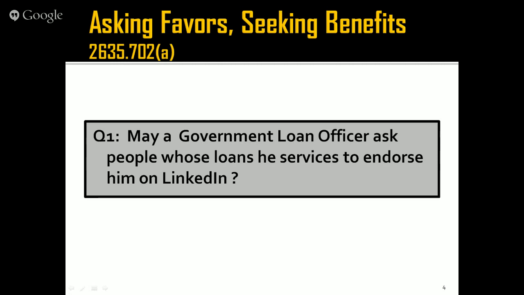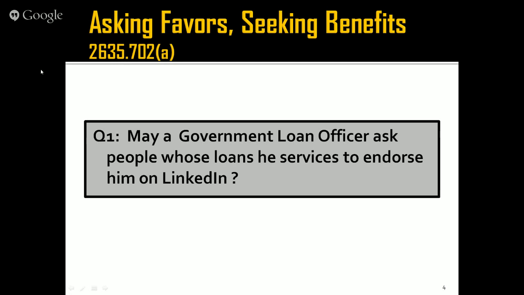So let's look at a couple of the questions that I came up with so we can ferret out how 702A might be implicated in some more subtle types of activities other than strong-arming someone. So our first question here is, would we have any problems with a government loan officer asking people whose loans he services to endorse him on LinkedIn? What do you think about that, Patrick? I don't know. This gives me a little bit of pause.